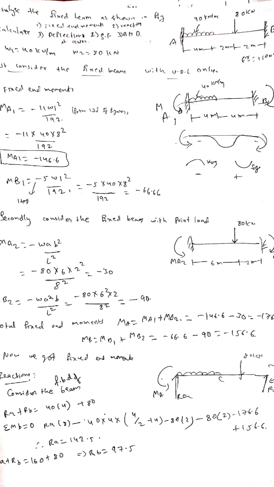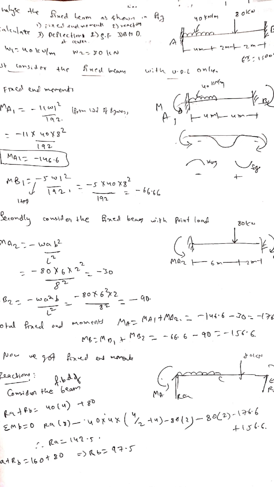66.66. Similarly, if we take point load 80 kN separately and calculate MA2, MB2, we know the formulas: minus WAB square by L square, minus WA square B by L square. So here A is 6 meter, B is 2 meter. In that way we can calculate MA2 minus 30, MB2 minus 70. So add it. MA equal to MA1 plus MA2, minus 146.6 minus 30, you will get minus 176.6, and MB equal to MB1 plus MB2, you will get minus 156.6.